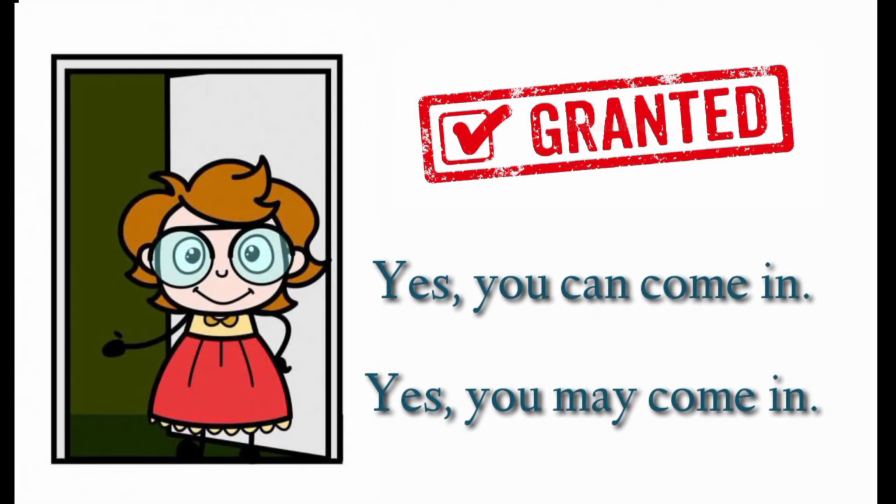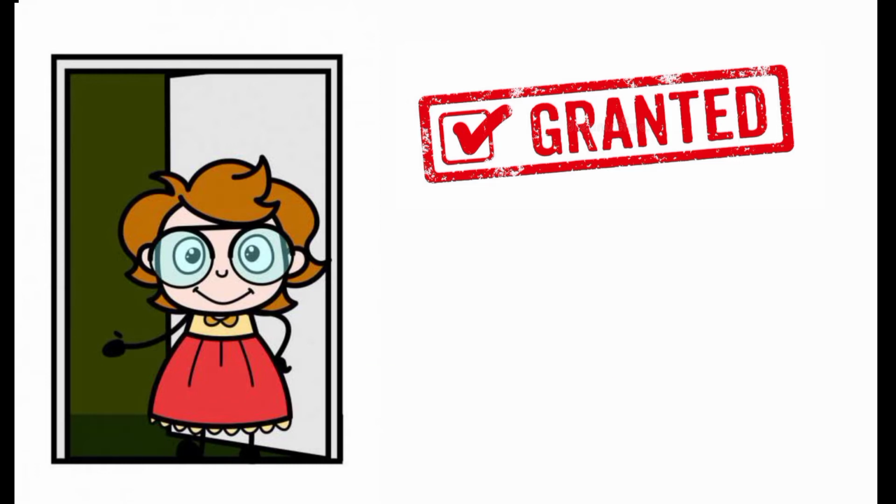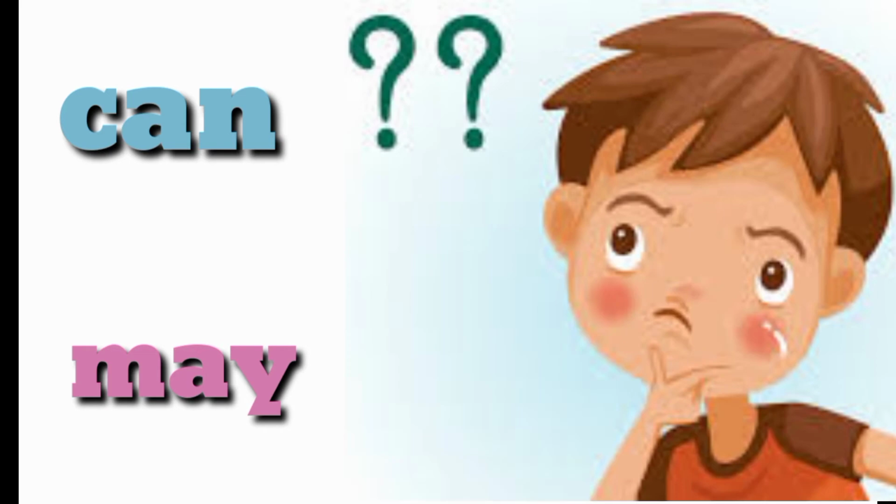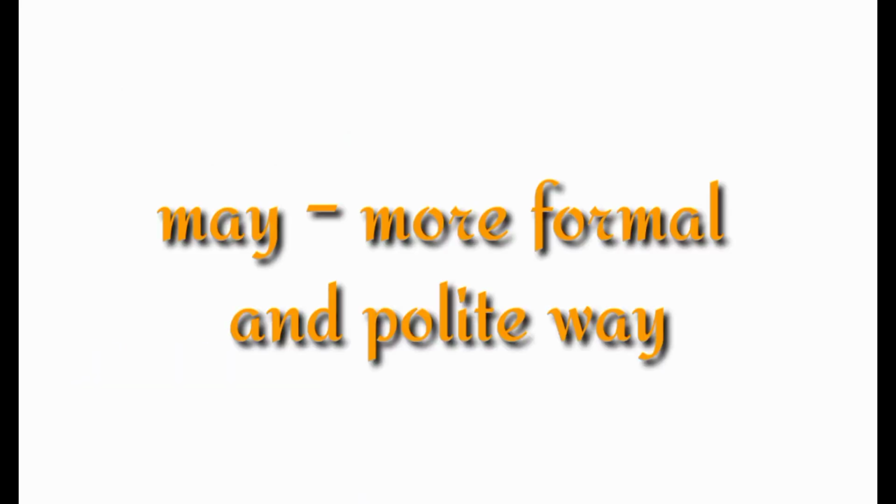In giving permission, we can use modal verbs can and may to give permission or say that someone has permission. The difference between them is the same as in previous examples. May is a more formal and polite way of saying that, while can is used in informal situations.